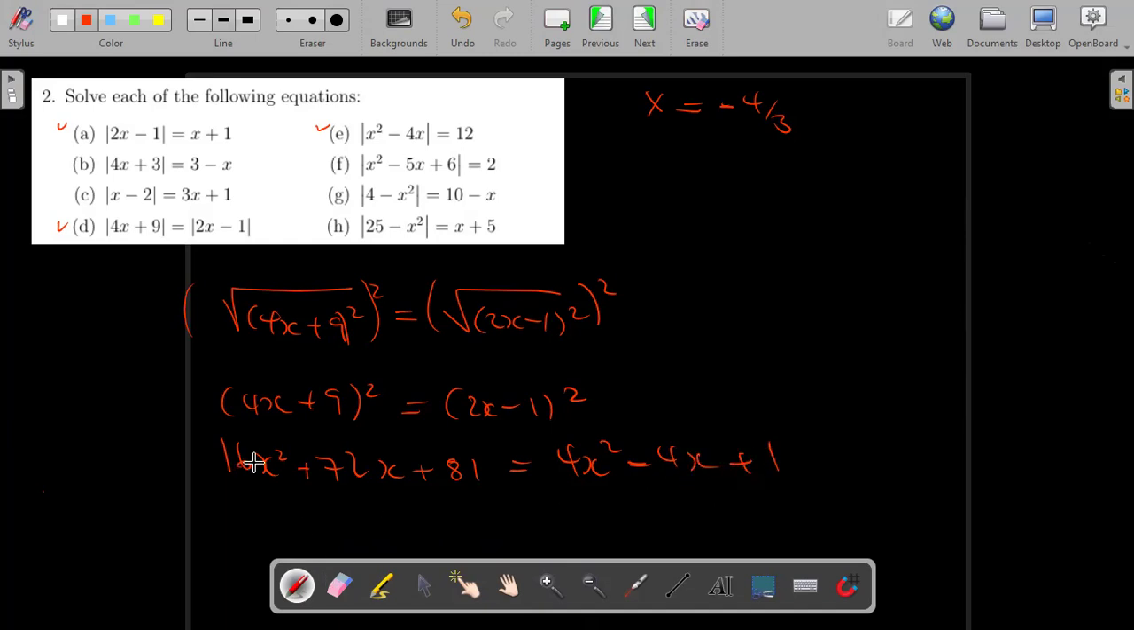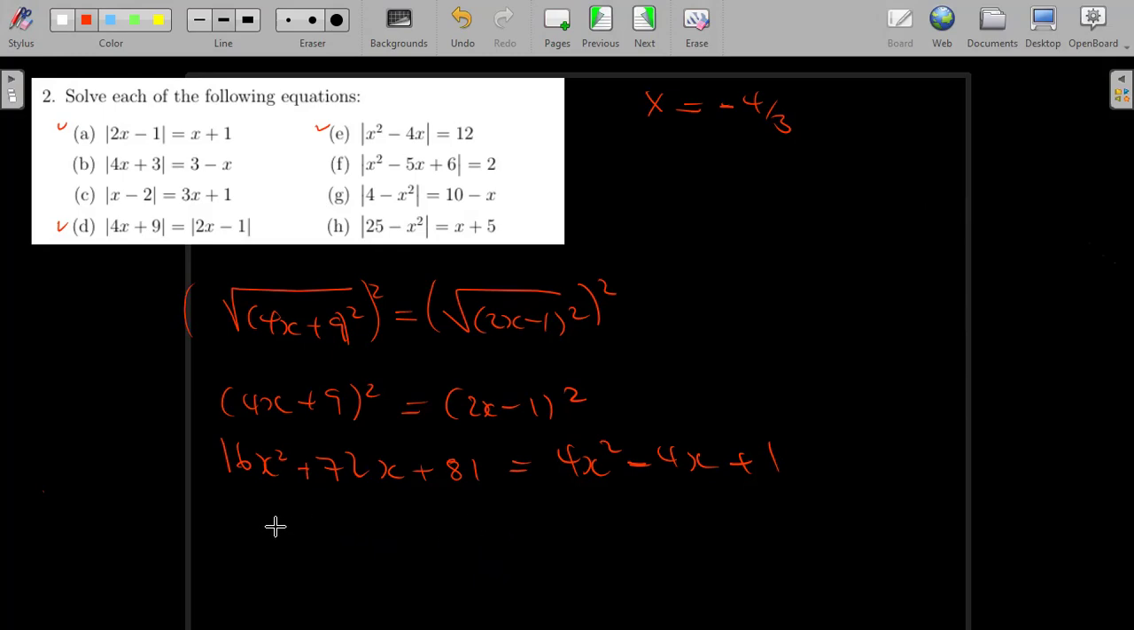And of course you can move everything to the left side, such that I have 16x squared minus 4x squared, which gives me 12x squared. Then on the other side, that becomes positive, so I get plus 76x. Then 81 minus 1 gives me 80. So I have this here. Then I can complete the square here such that I have x squared plus 19 over 3.